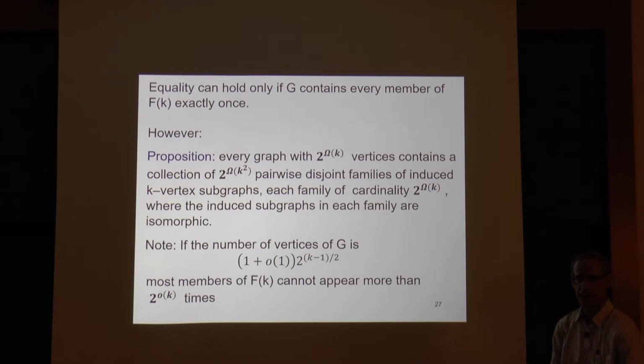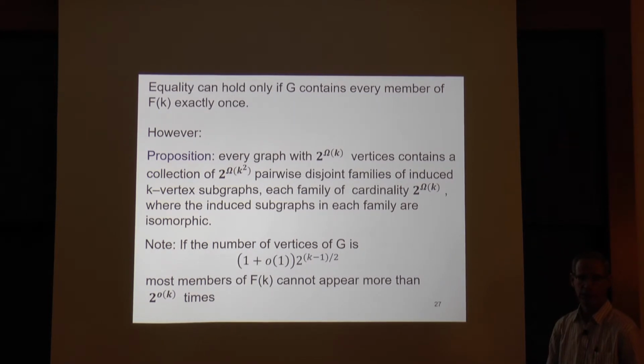So some graphs must appear very many times. If the number of vertices of our universal graph is to be 1 plus little o(1), times 2 to the (k minus 1) over 2, then we can still allow some members to appear more than once, but a typical member should appear a sub-exponential number of times, so 2 to the little o of k times.